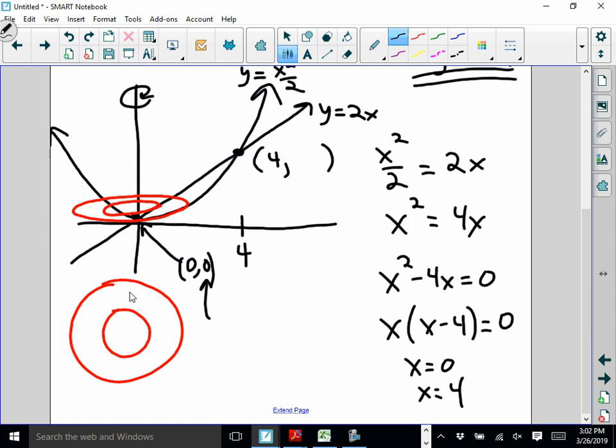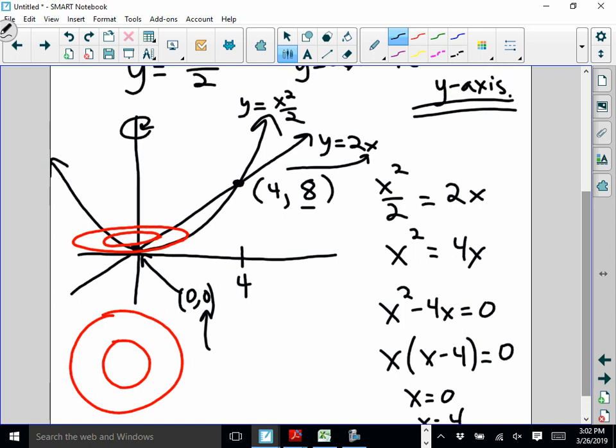I should be able to plug it into either equation. When I plug 4 in for x here, 2 times 4 equals 8. Or I could plug in 4 up here. 4 squared is 16. 16 divided by 2 is 8. Obviously, since it's an intersection point, you can plug it into either one to get that y coordinate.